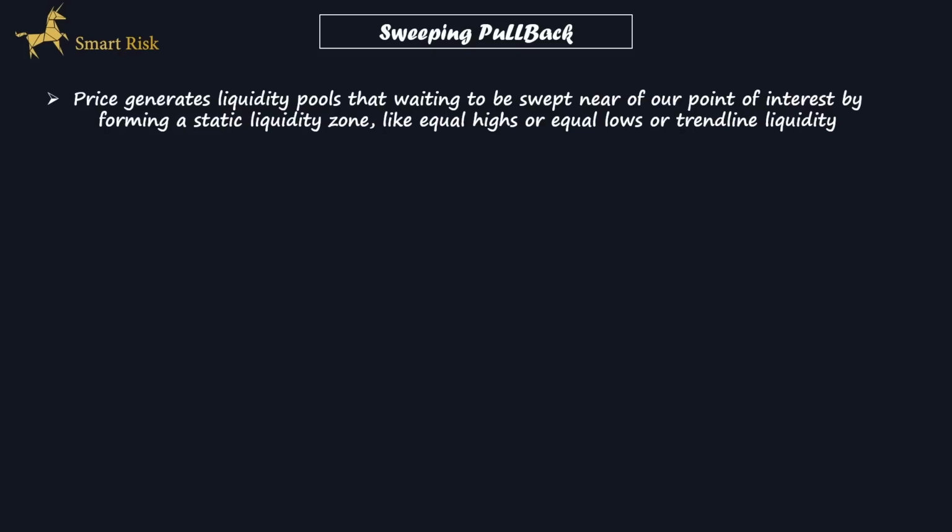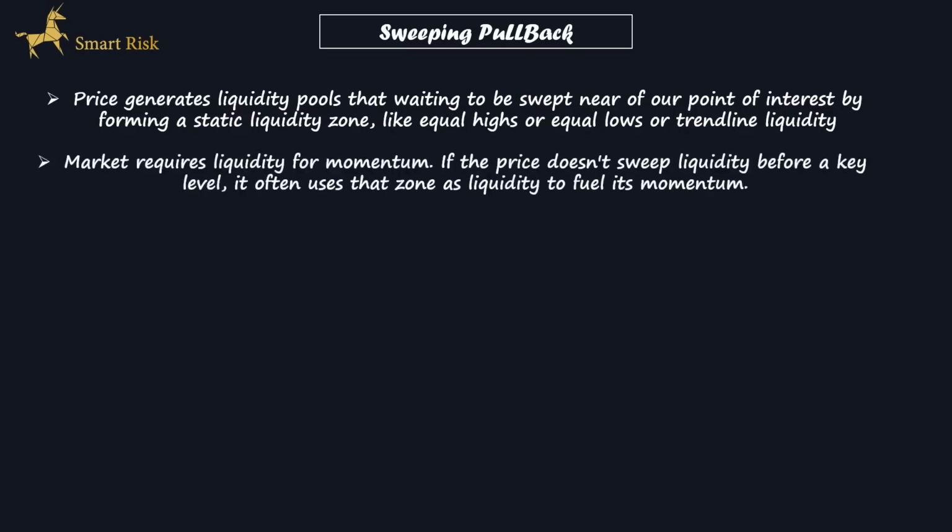Recognizing a liquidity sweep pattern before the price reaches our point of interest is crucial. This pattern confirms the strength of our supply or demand area. We use liquidity sweeps as a confirmation factor. The idea is simple. Market requires liquidity for momentum. If the price doesn't sweep liquidity before a key level, it often uses that zone as liquidity to fuel its momentum.